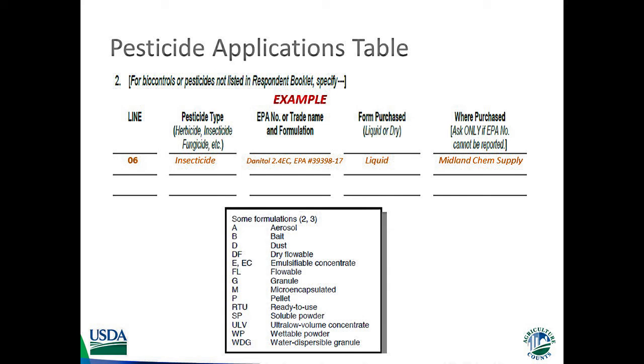Question 2 in section D allows us to record information about what was applied in those instances when the chemical name and code is not listed in the respondent booklet. Then, either you can contact the regional field office or have your supervisor contact the regional field office so we can request and obtain a code.